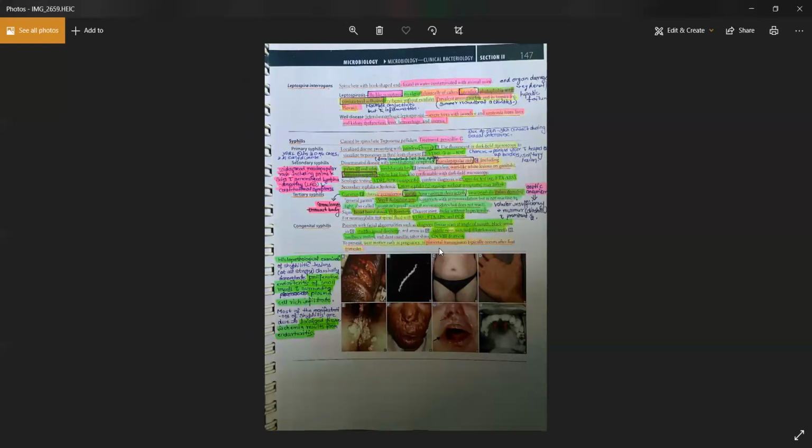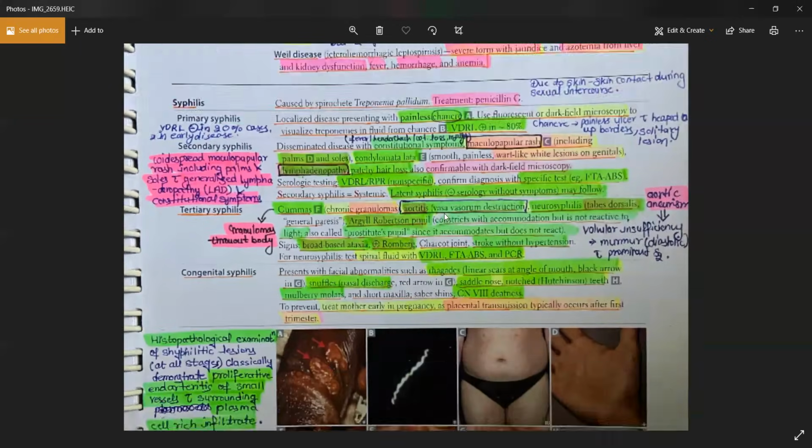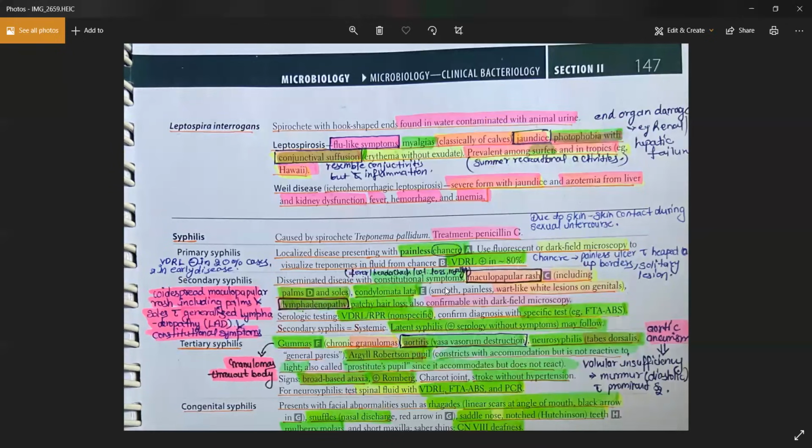Then Leptospira, which is again a spirochete. It is found in water which is contaminated with animal urine. Very important: it is found in water contaminated with animal urine. So what you will get is leptospirosis, and it would be a case of a patient who has gone for a summer vacation like Hawaii. From there, by swimming in this contaminated water or ocean water contaminated with animal urine, you will get the infection. So what would be the symptoms?